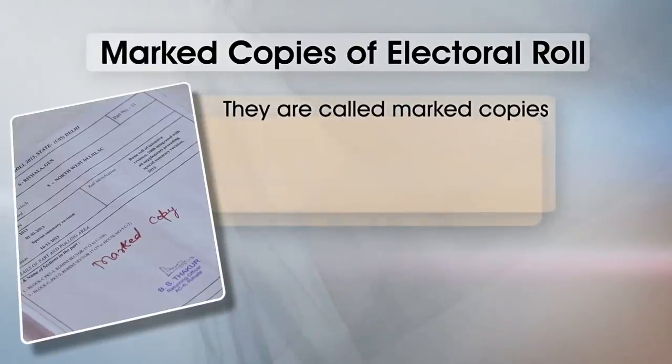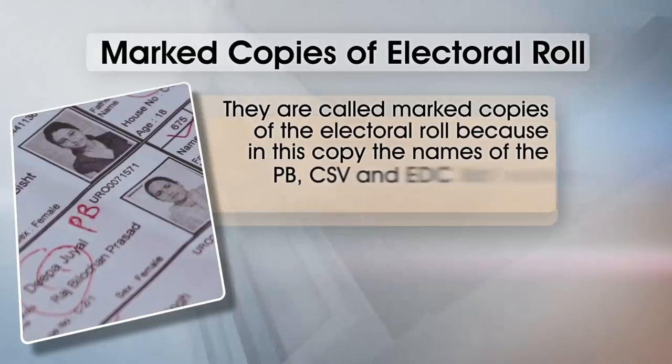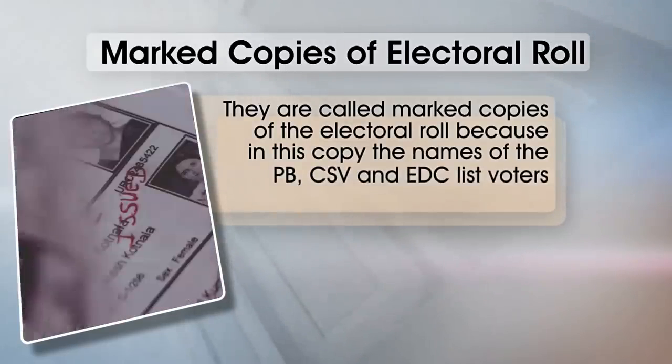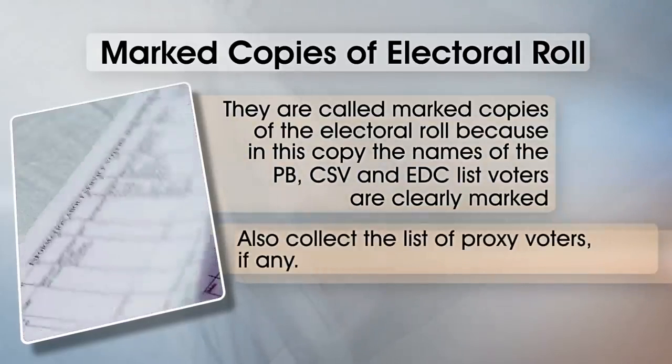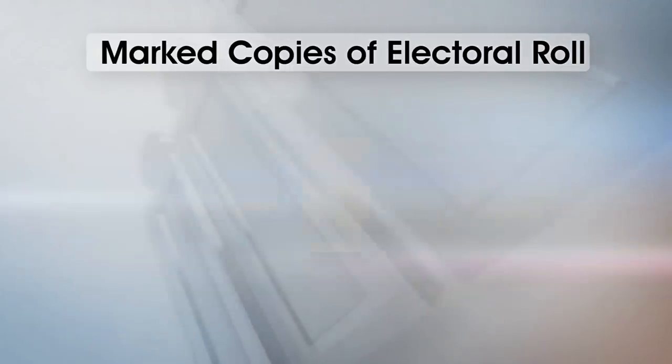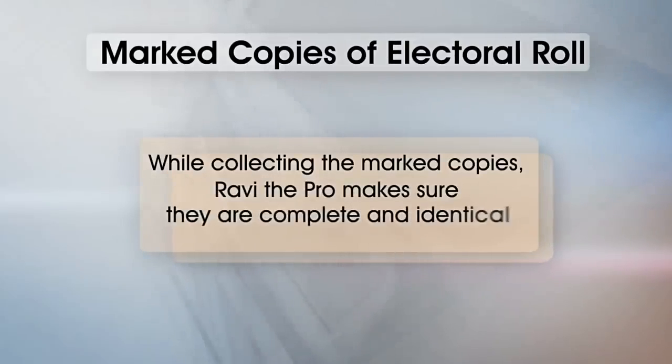They are called marked copies of the electoral roll because in this copy, the names of the PB, CSV and EDC list voters are clearly marked. Also, collect the list of proxy voters, if any. While collecting the marked copies, Ravi, the PRO, makes sure they are complete and identical.